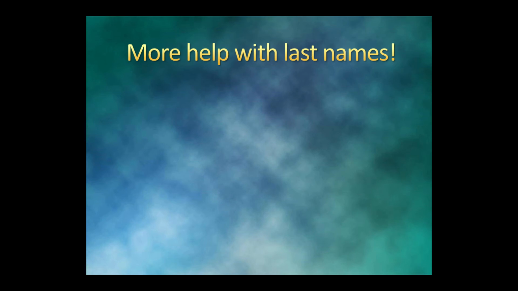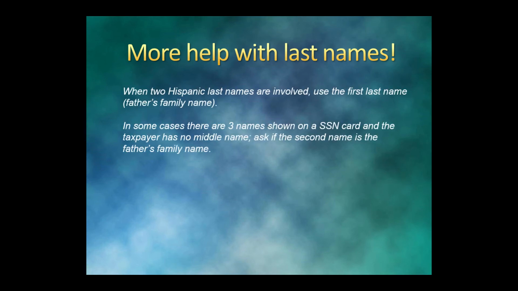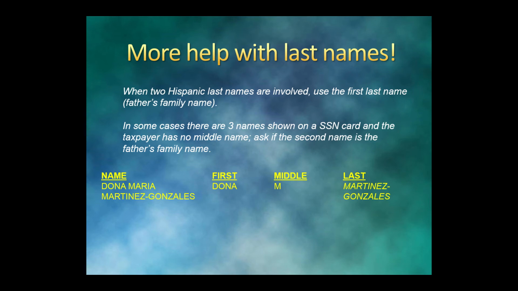Little more help with last names. When two Hispanic names are involved, use the first last name, which is the father's family name. In some cases, there are three names shown on a Social Security card, and the taxpayer has no middle name. You'll want to ask if the second name is the father's family name. For example, Donna Maria Martinez Gonzalez, first name Donna, middle initial M, last name would be listed on the return as Martinez Gonzalez.